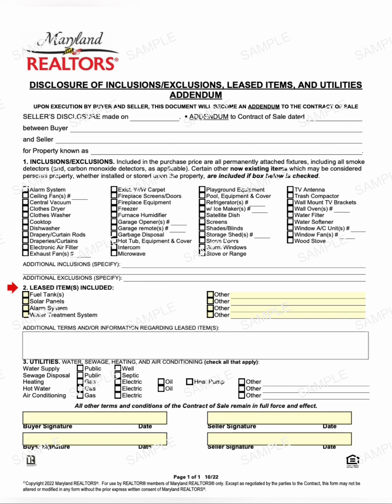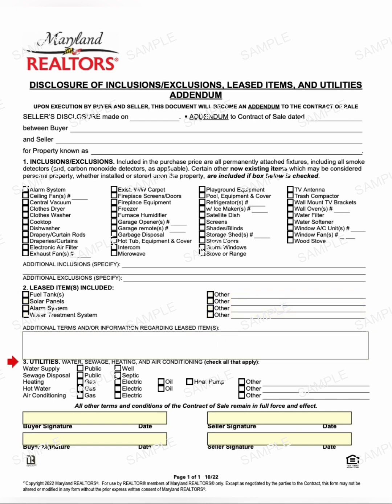Solar panels, for example, are a great case because they may be expensive and difficult to remove from the property, and if the new buyer does not want those solar panels, that may be something that ends up being the seller's expense, so be aware of that. If there are any other terms regarding the leased items, you'll need to put that here in this box.